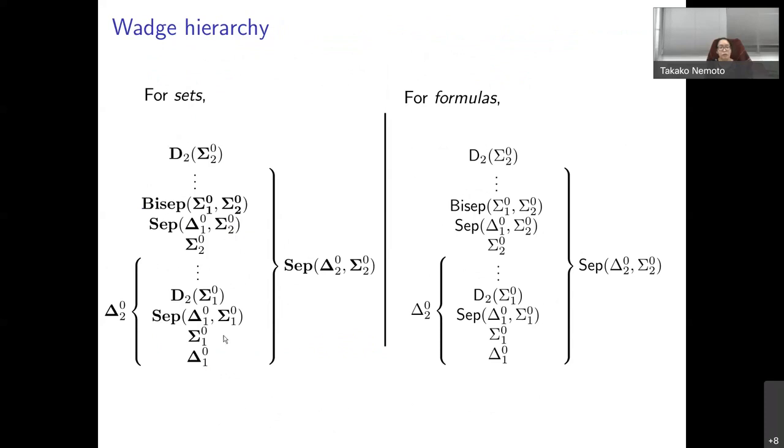Then, for sets of Polish space or Baire space, we have such a finer hierarchy of Wadge classes. And for formulas, we can imitate these hierarchies like this. By the way, this D2 means the first difference hierarchy above sigma zero 2, that means just the intersection of a sigma zero 2 set and a pi zero 2 set. And up to here, we only use the difference hierarchy and set operations like set and bisect. But from here above, we have a more complex hierarchy, and I didn't introduce it now.